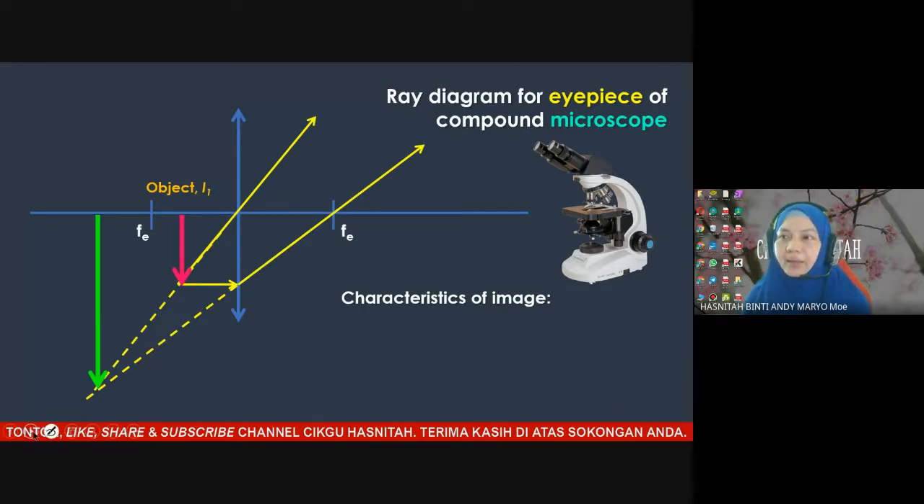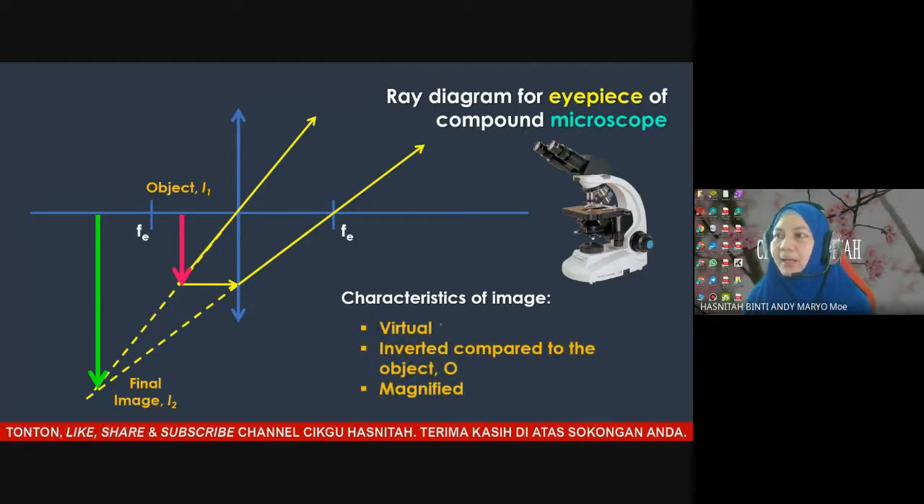The characteristics of the image, you can write, are virtual, inverted compared to the object. Remember, our original object is here, in front of the objective lens. So the final image is inverted compared to the first object O. And the size is magnified.